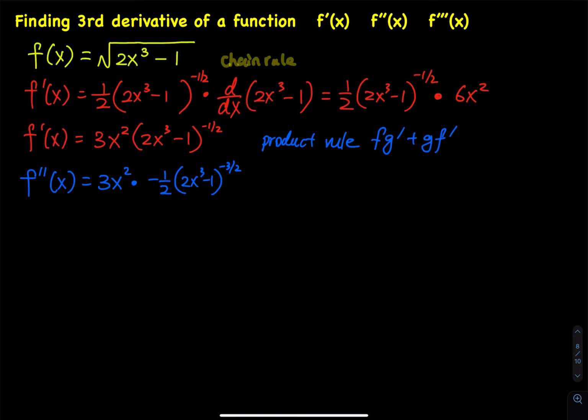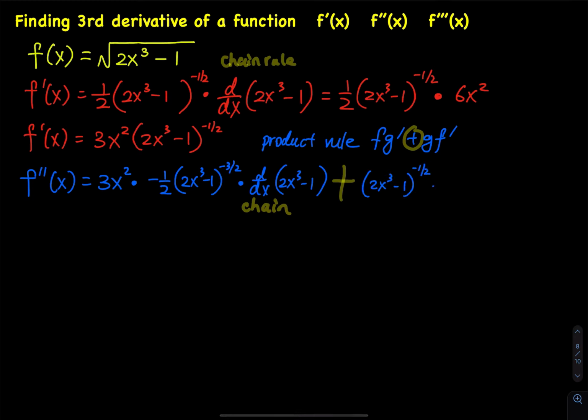Do you see that we have a function inside the parenthesis? So that means we have to take the derivative of that function, which is 2x to the third minus 1. And then this is by what rule? This is by chain rule. And then we have a plus, so we have to do plus gf prime, so we copy g, 2x to the third minus 1, negative 1/2, and then times f prime, so the derivative of 3x squared is equal to 6x.